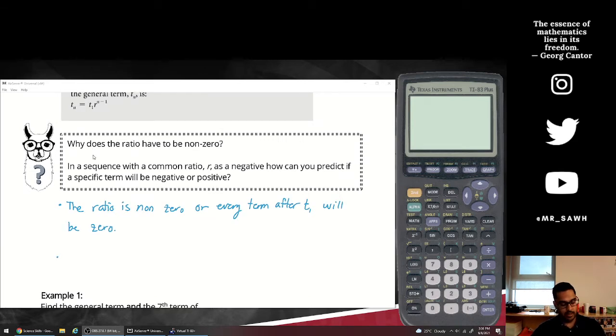Now, in a sequence with that common ratio of r, if it's negative, how can you predict if a specific term will be negative or positive?